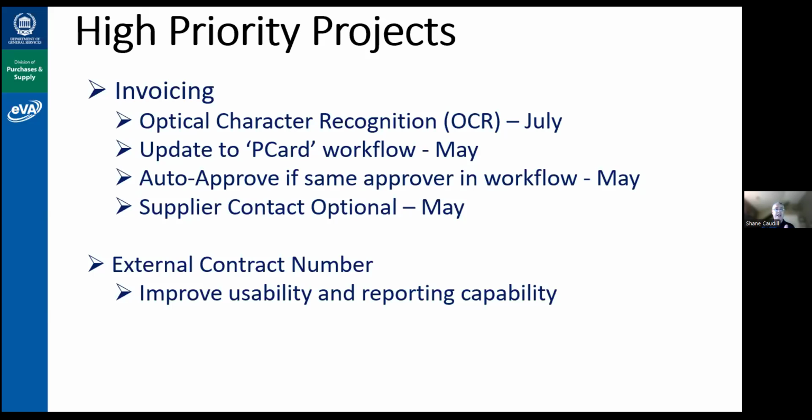So we're going to be making some usability and reporting improvements to the external contract number field. I don't have an exact date on that, and I probably should have put that on there. It's not going to be May, obviously, but maybe some items coming in June to begin the process. Certainly, for our July release, you'll start to see some changes around external contract number.